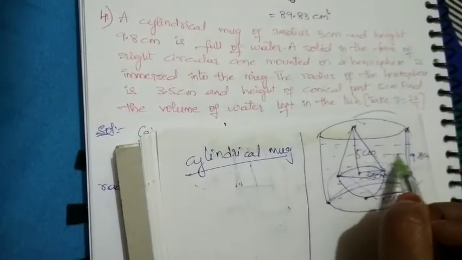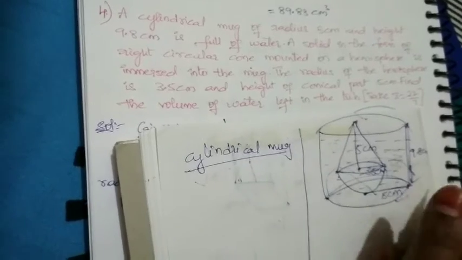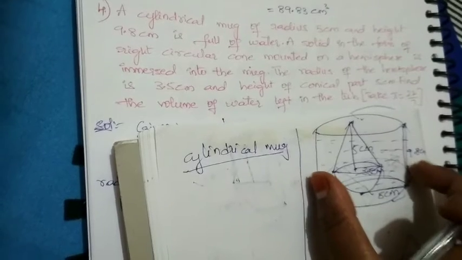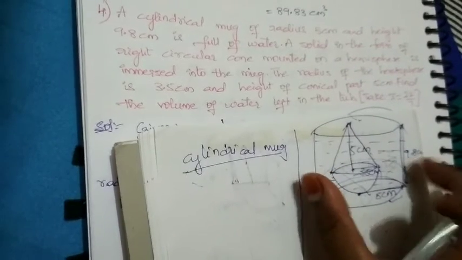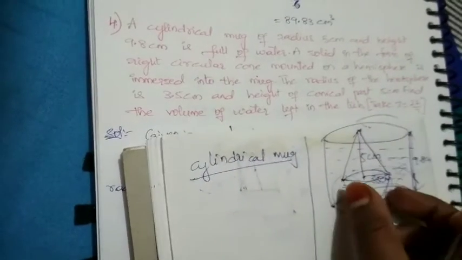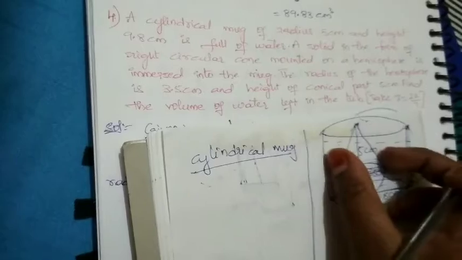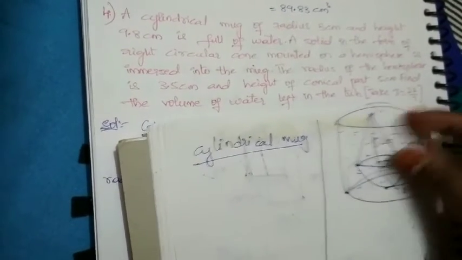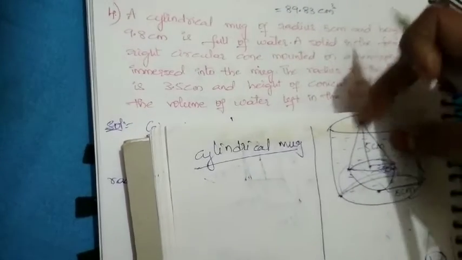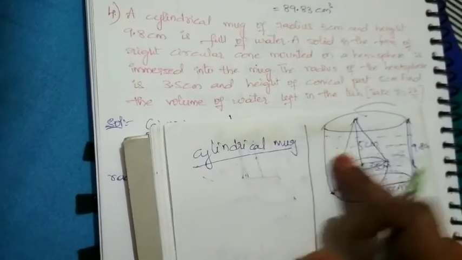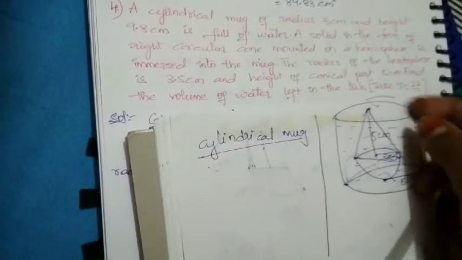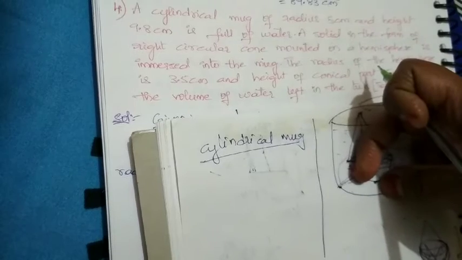Now we have to find out how much water is left over in the tub. Simple, nothing complicated here. Assume this is a cylindrical mug. A toy, in the form of a hemisphere with a cone shape on top of it. Now you are putting this solid into this mug, which is already full of water. You put this toy in this mug.